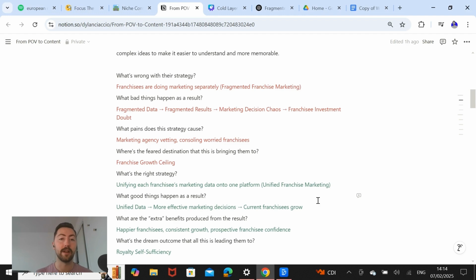chain of events. When you have franchisees that are doing marketing separately, it creates fragmented data. When you have fragmented data, you get fragmented, inconsistent results. And marketing decision chaos is the consequence of this, where the franchisees see some things working, some things not, and so they don't really know what's working, and so they're just making decisions based on hunches, and because of that, the marketing isn't really working very well, and that creates franchisee investment doubt, because when marketing isn't working, when their franchisees aren't growing, there's doubt in the whole process.